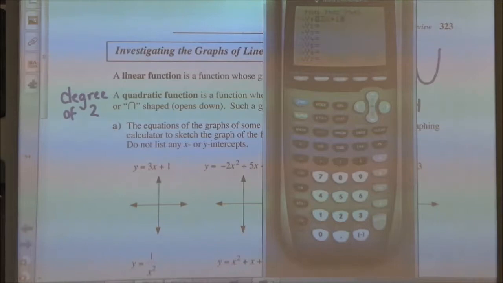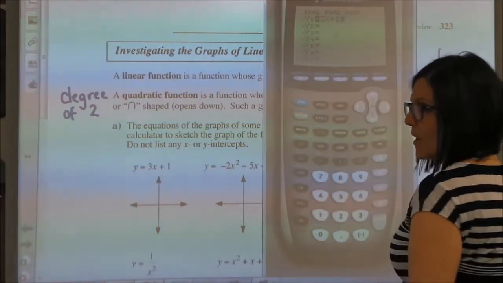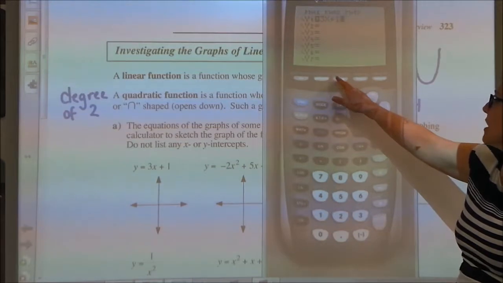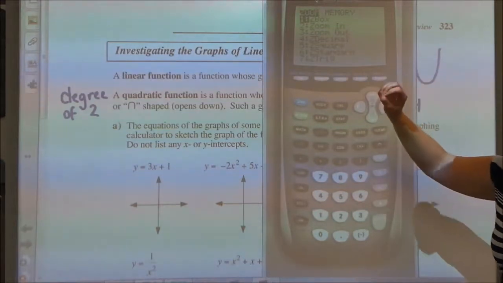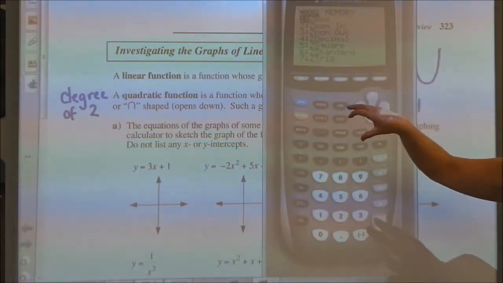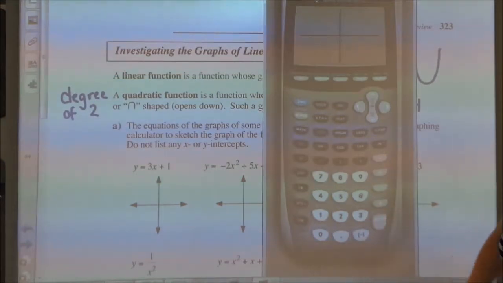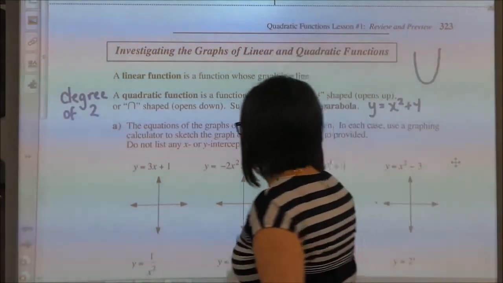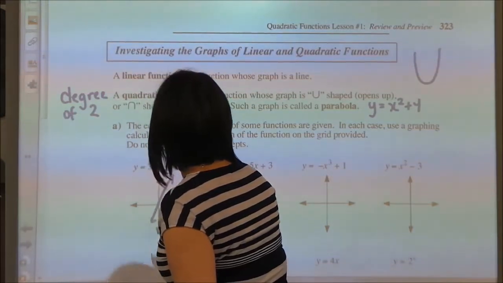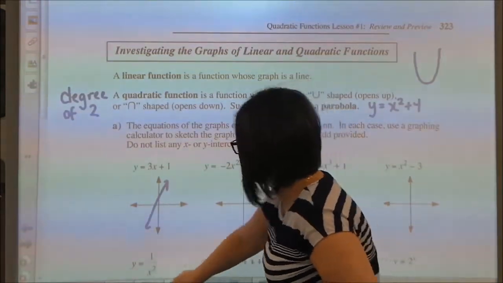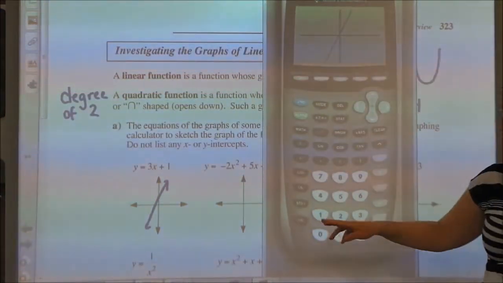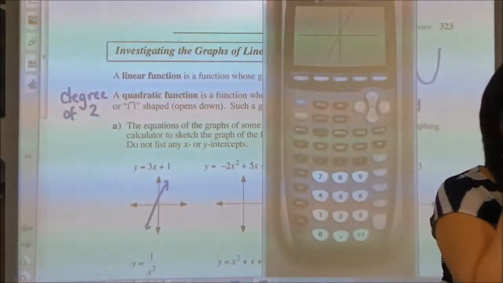Before you go to graph this, instead of pressing the graph button, what we're going to do is press the zoom button, and we're going to pick number 6. Number 6 is a standard zoom, which means it puts me back in my 10 by 10 grid, and I don't have to readjust my windows. So all you're going to do is sketch that on the page. So this line looks like this. Be careful, mine right now looks like it's going through the origin, and in the picture it's not. So I want to make sure that I draw it with some semblance of accuracy.